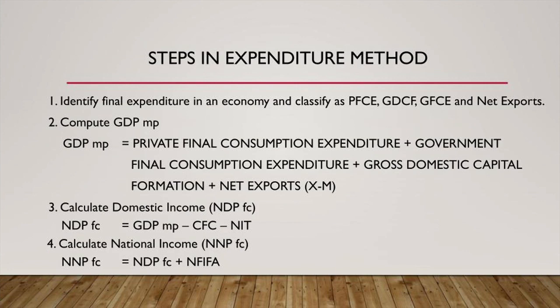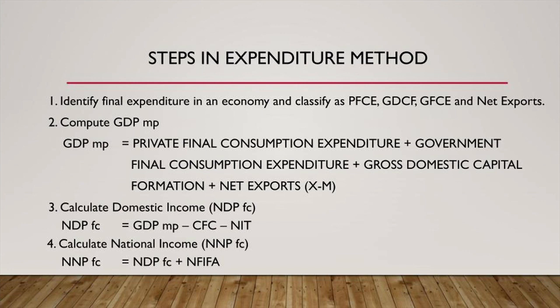How to find out national income using the expenditure method? Let us see that step by step. In the first step, identify the final expenditure incurred in an economy, which is incurred by the household, firms, government and the rest of the world. So you have to classify the expenditure made by these sectors as private final consumption expenditure, government final consumption expenditure, gross domestic capital formation and net exports.